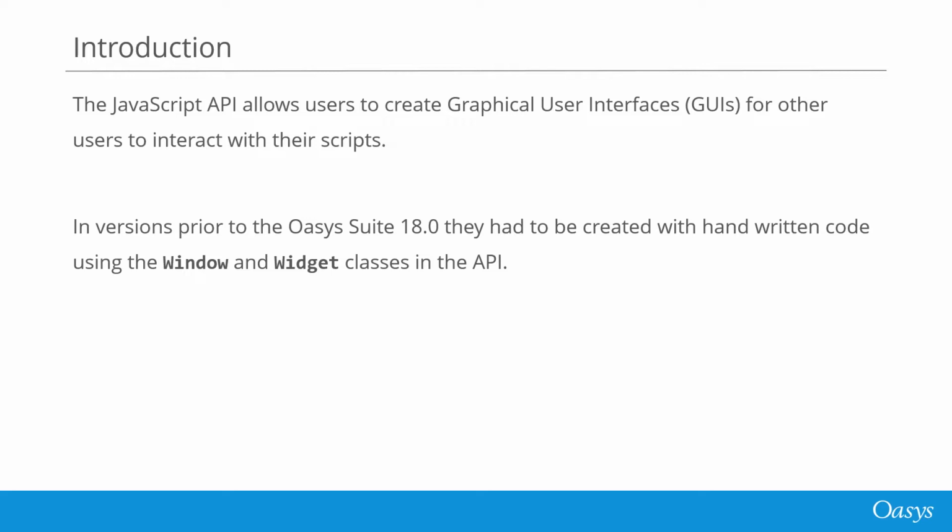The JavaScript API allows users to create graphical user interfaces, or GUIs for short, for other users to interact with their script, for example, to input data required by their script. In versions prior to the Oasys Suite 18.0, they had to be created with handwritten code using the window and widget classes.